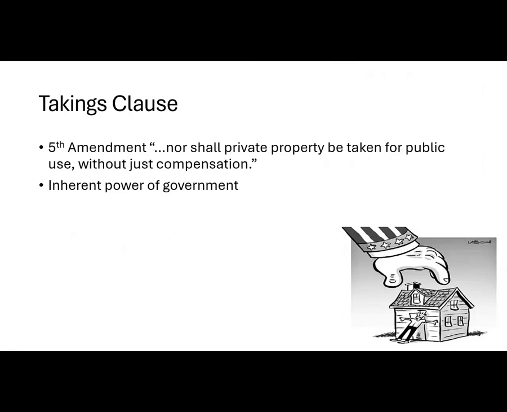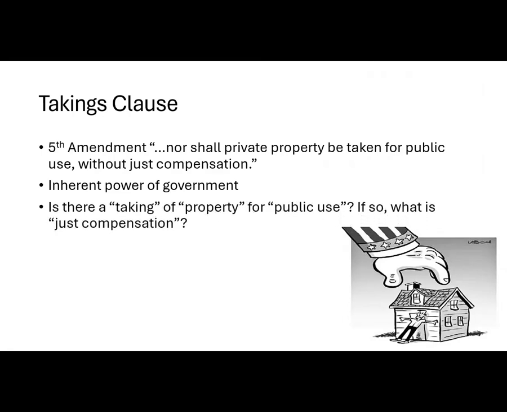One of the big landmark cases described the Takings Clause this way. It is designed to bar government from forcing some people alone to bear burdens which, in all fairness and justice, should be borne by the public as a whole. In other words, if the public is benefiting from the use of the property, then it's only fair that the public, through the government, should pay for that use. So the analysis of the Takings Clause cases goes like this. Is there a taking of property for public use? And if so, what is just compensation?